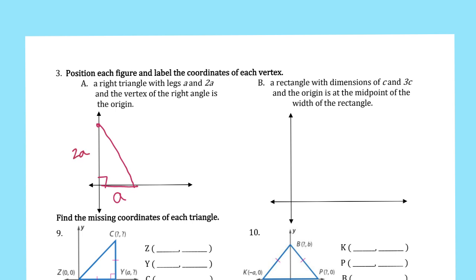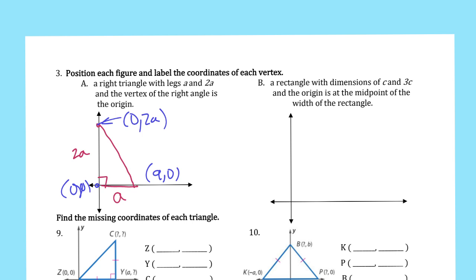Okay, and then let's do it. This point would be a comma 0. Of course, this is 0, 0. And this up here would be 0 and then 2a. Okay, cute. Next, the rectangle with dimensions c and 3c, and the origin is at the midpoint of the width of the rectangle.